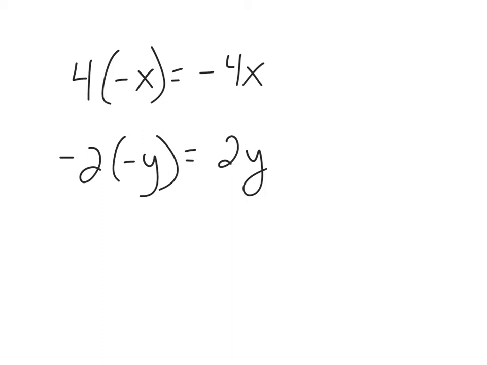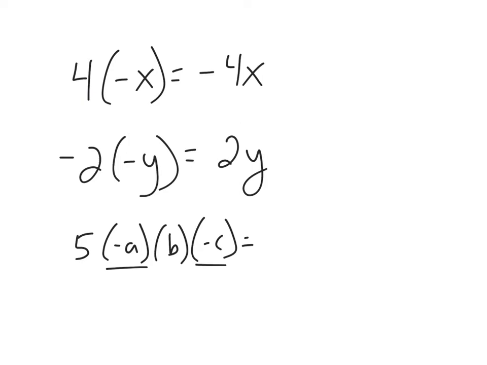Now, if we have a whole bunch of stuff, let's say we got like 5 times negative a times b times negative c. Again, let's just count our negatives. There's two of them, this one and this one, so our answer is going to be positive. So we just line them up, 5 times a times b times c, and there's our answer. Okay, so basically all we're doing is still just counting negatives.